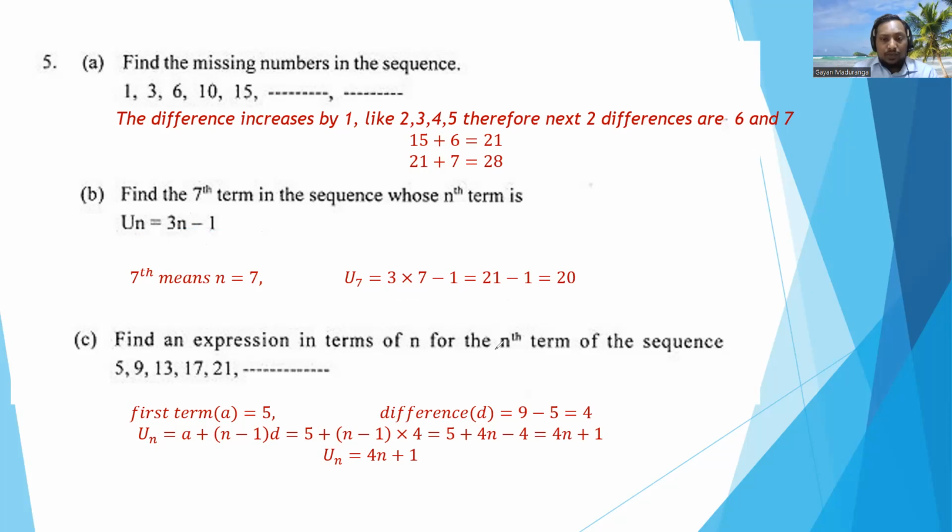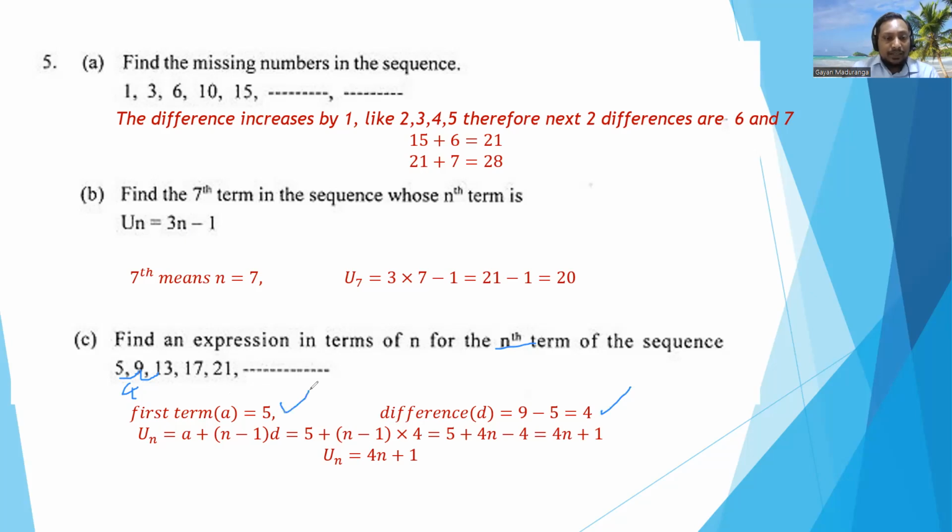Find an expression in terms of n for the sequence 5, 9, 13, 17, 21. Compare with the first two questions. It's a little bit difficult, but not more difficult than ever. Okay, so let's identify the difference. 4, 4, 4, 4. You can see the common difference is 4, right?